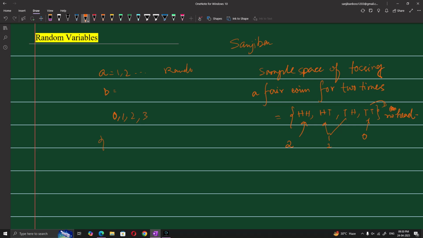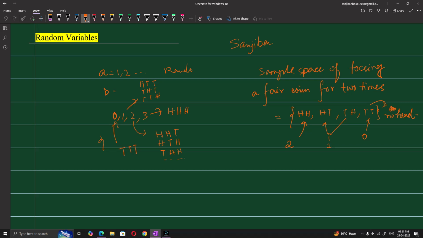But why? 3 means head 3 times. 2 means head is 1, 2 times and the other is T. That can be in various cases. That can be HTH, THH, HHT, and so on. And 1 means H is 1 time, like HTT, THT, TTH, and 0 means no head.